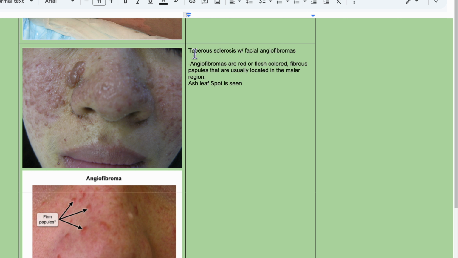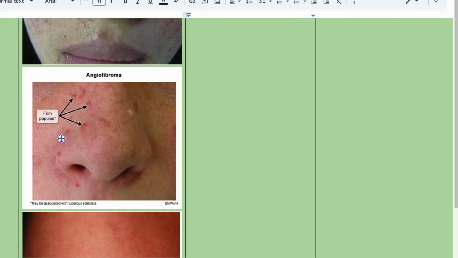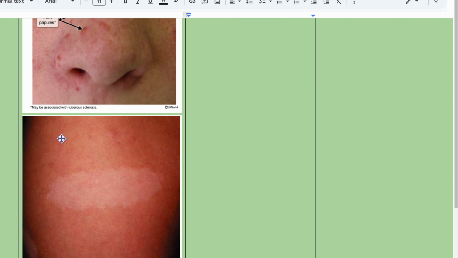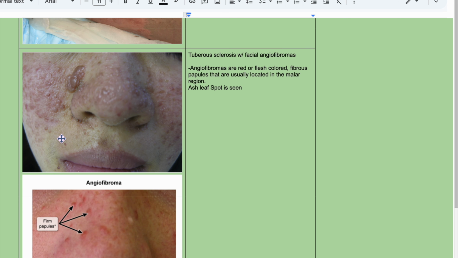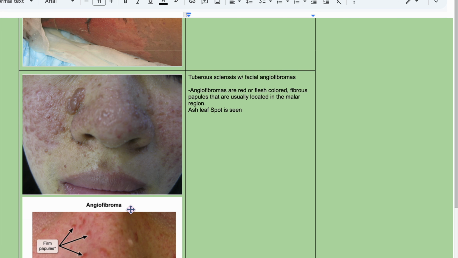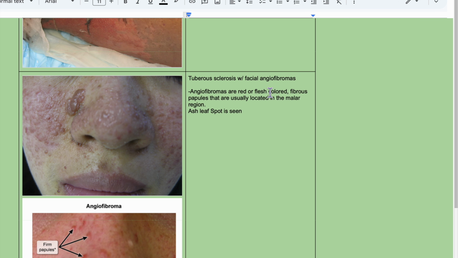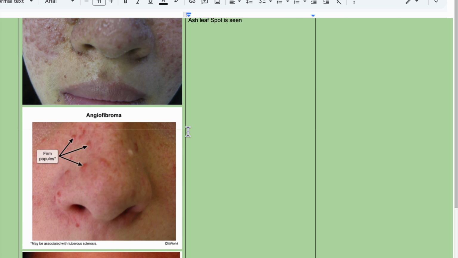Angiofibromas, tuberous sclerosis with facial angiofibromas. You know this from Step 1. Ash leaf spot right there. Angiofibromas are red or flesh-colored fibrous papules that are usually located in the malar region. There, ash leaf spot is seen.